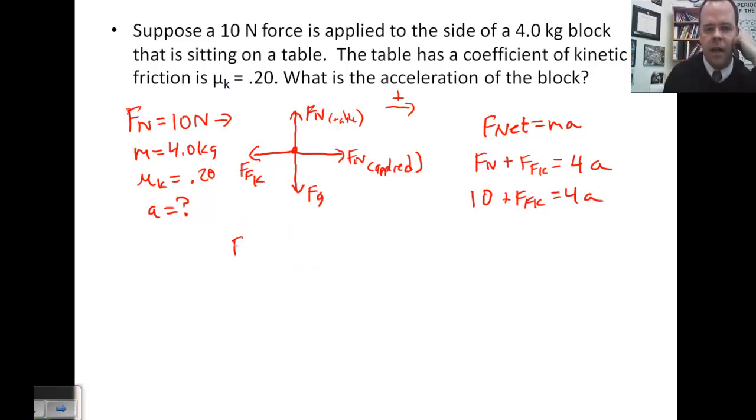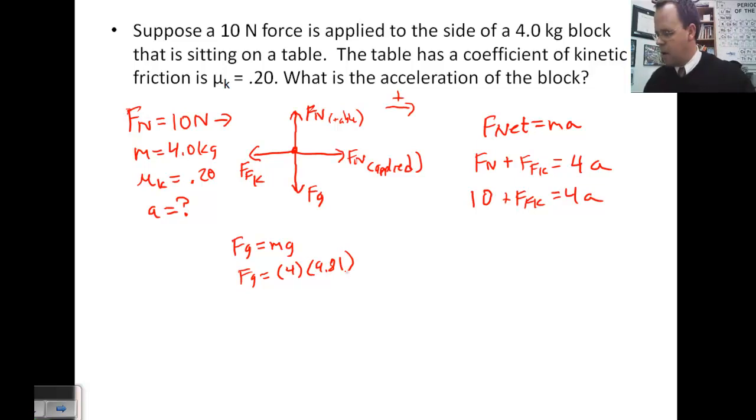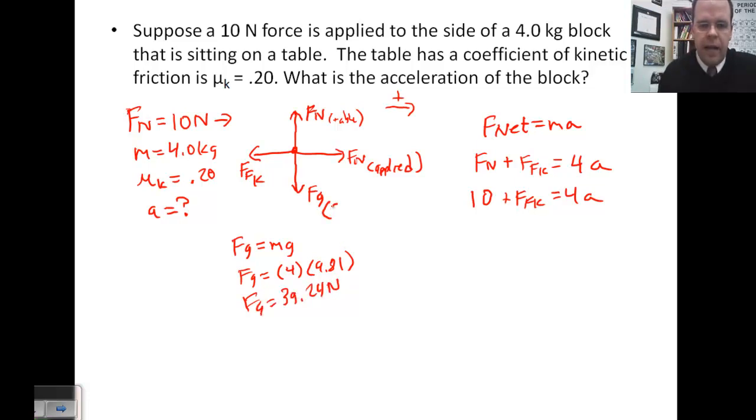So to do that, I need to start labeling these forces. The easiest force for me to figure out is force of gravity. Force of gravity is the mass, 4, times acceleration due to gravity, 9.81. So we get 39.24 newtons. So we know this one has to be 39.24. Because of that, and the fact that this is not accelerating vertically, we know that the normal force going up has to be 39.24.